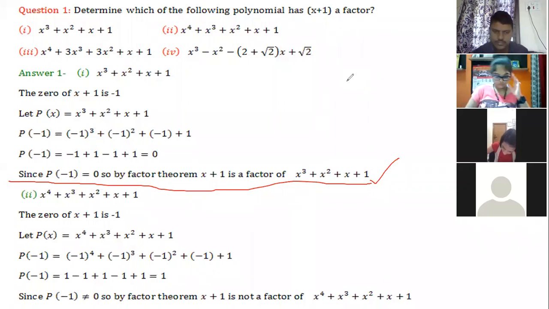Start doing the second sum, Shifali. Try it. First two sums only will do. Remaining two sums are homework.